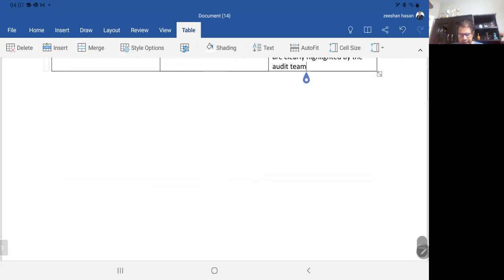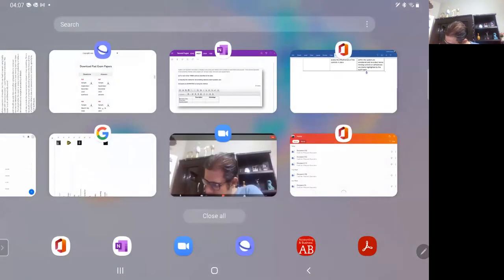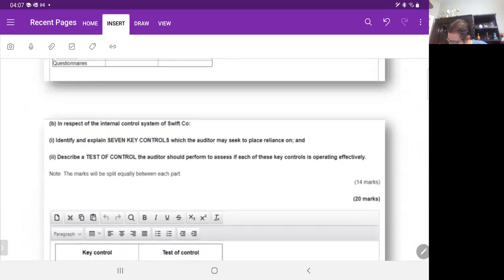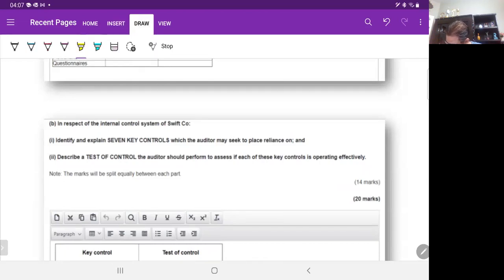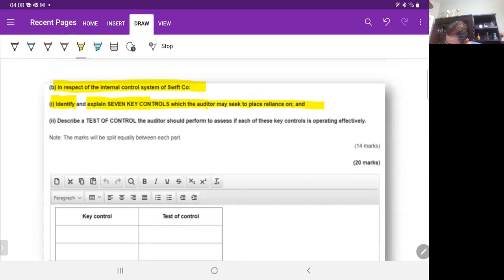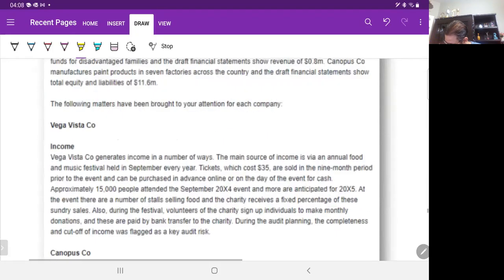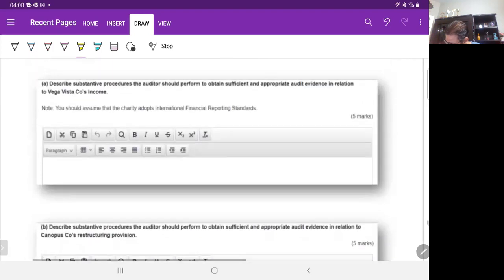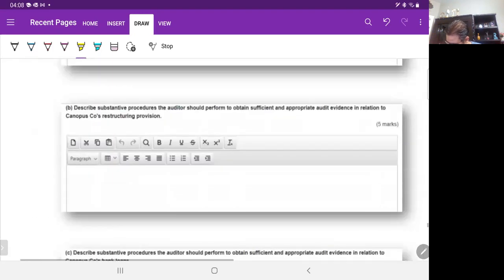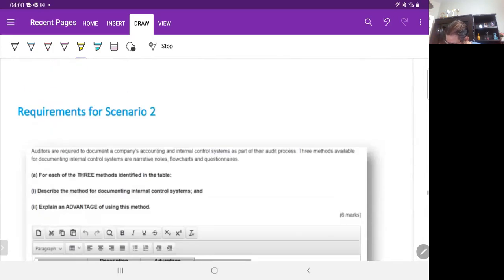So far, so good. We are done with this requirement, and with that, we have scored how many marks? 6 marks. Now let us look at the next requirement, which says, in respect of the internal controls of Swift company, identify and explain 7 controls which the auditor may seek to place reliance on, and describe a test of control the auditor should perform to assess each of these key controls is operating effectively. We will get 14 marks for this requirement. Right, let's move to the scenario now.